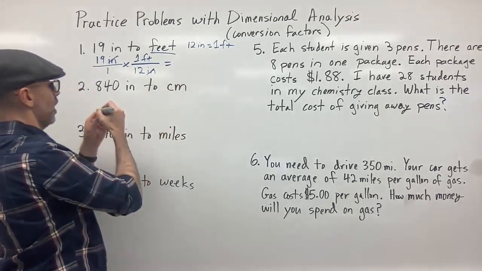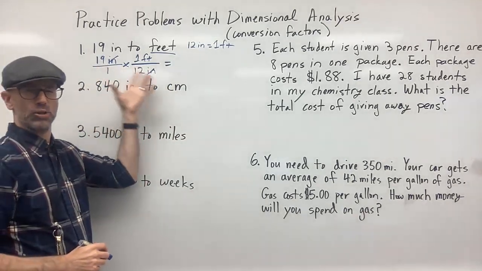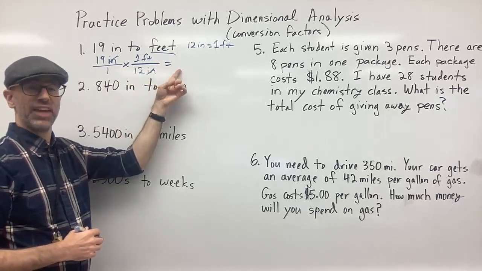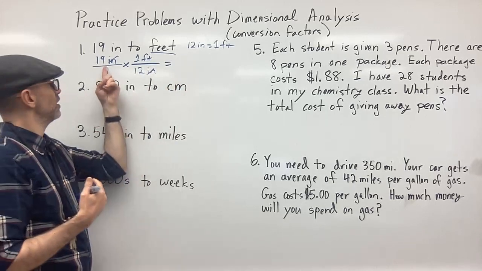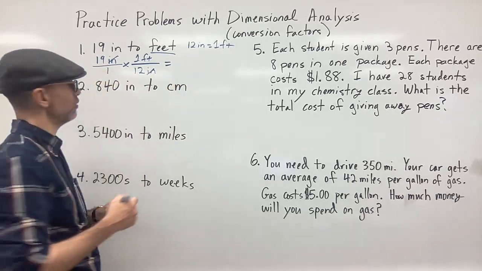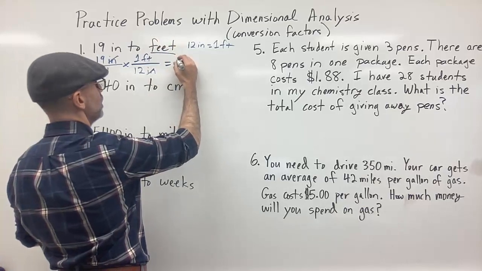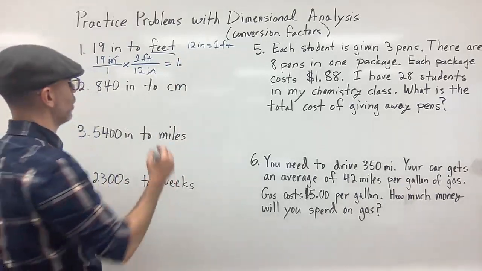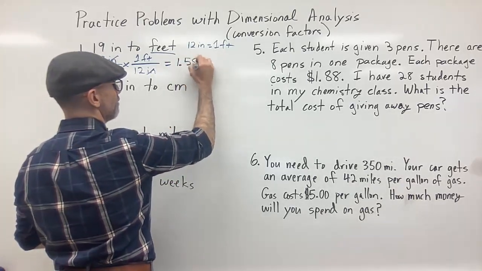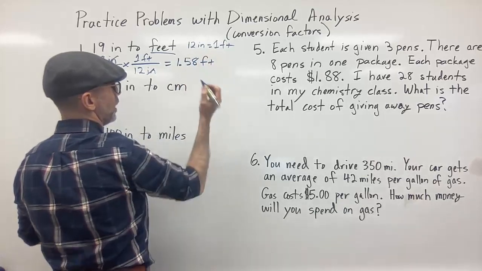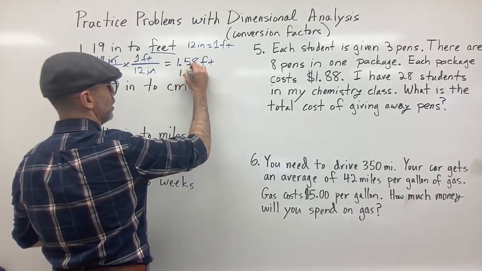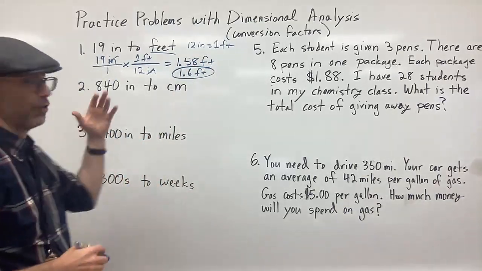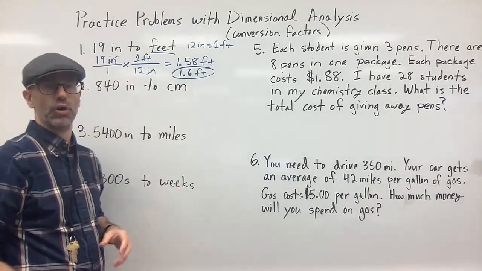So something about sig figs. Remember, if you are multiplying and dividing, then the rule is the answer should have the same number of sig figs as the least number of sig figs that you have. So we have 2 sig figs, so our answer would be ultimately 2 sig figs, so 1.6. You get 1.58 feet, but we would round that to 1.6 feet, so that would be the answer. If you haven't covered sig figs yet, then don't worry about that.